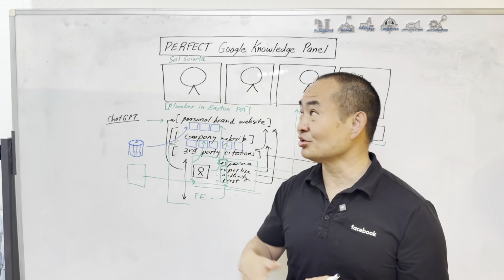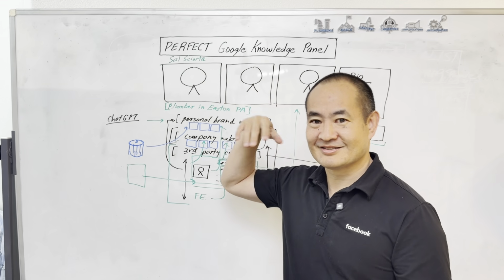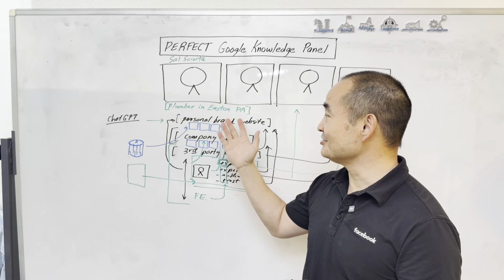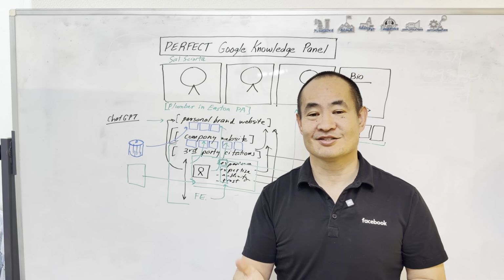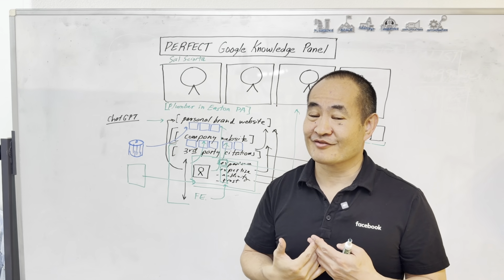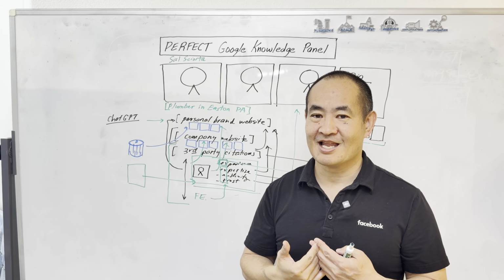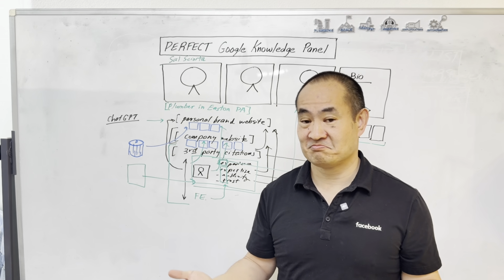There's no human that controls the knowledge panels. The system is controlling it. And the good news is this whole process is free. You can do it yourself. You can have one of our team members do it. And the cost that Google charges is zero.